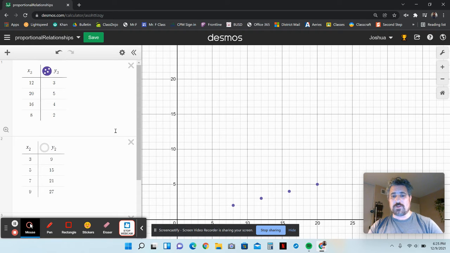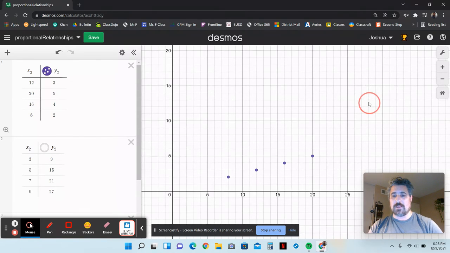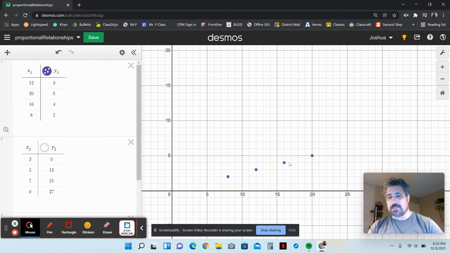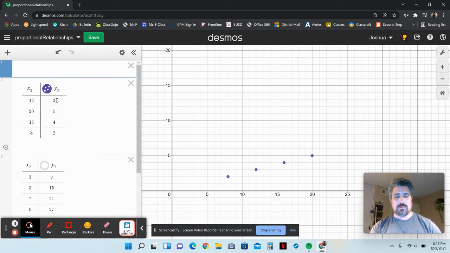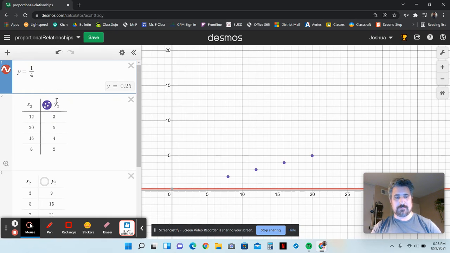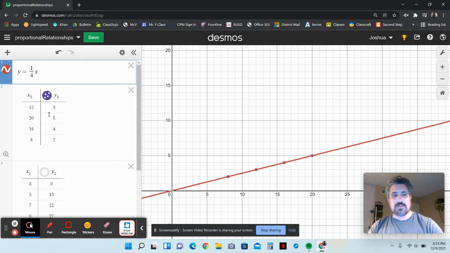When you graph a proportional relationship, it looks like a straight line that goes through the origin. You guys can see that these four dots all line up, and if you extended it, they go through the origin. The rule for this table is y equals 1/4 of x, because the ratio of y over x in simplest form is 1/4. We call that the constant of proportionality. It's the multiplier. It's what you're going to multiply the x by to get the y.